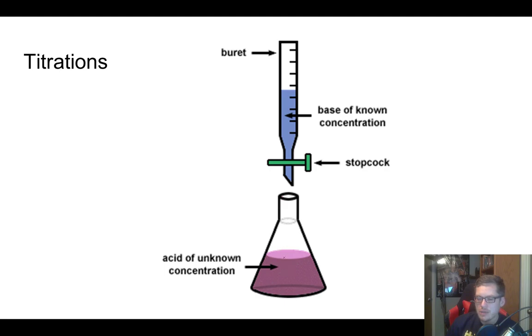Now when it hits, because you put an indicator in here, it's going to change color, and then the color's going to go away after a second. You swirl it and the color goes away, then you put more in, the color comes back, you swirl it, and you keep doing that until the color doesn't go away. Once that color doesn't go away, you're at the end point. And because you chose your indicator well, your end point and your equivalence point are essentially the same thing. Therefore, from that point you can use your formula to calculate what actually is the concentration.